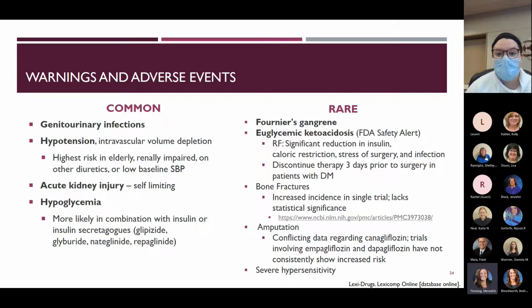And then I think amputation can seem very intimidating, especially whenever we're wanting to start this medication in some of our higher risk patients. However, there is very conflicting data, and there's very little data involving empagliflozin and dapagliflozin causing amputation. The one SGLT2 that has the highest risk of leading to amputation is canagliflozin, and that's not one that we use in our heart failure patients. And then, of course, with all medications, severe hypersensitivity or allergic reaction can occur.